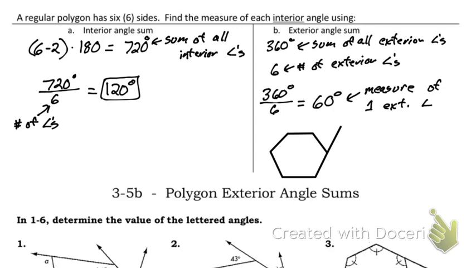An exterior angle is always going to be a linear pair, so you just draw a straight line. If this exterior angle is 60 degrees, what's the interior angle attached to it? The interior angle is 120 degrees, because it's a linear pair. So that's just going to be 120 degrees, which is what we got over here.